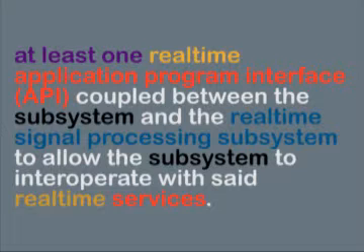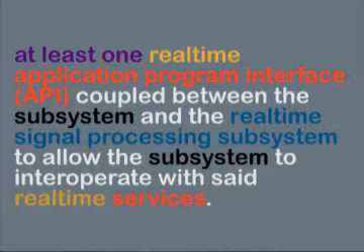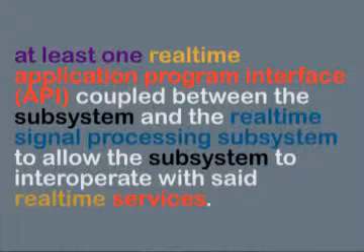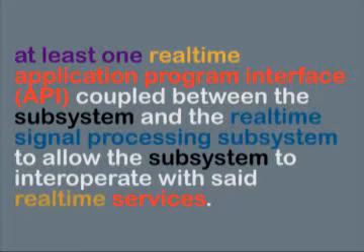The next part says at least one real-time application program interface, API, coupled between the subsystem and the real-time signal processing subsystem to allow the subsystem to interoperate with said real-time services. So all that's saying is it needs to have a framework in order to connect the processing subsystem to the real-time signal processing unit. So just an interaction interface.